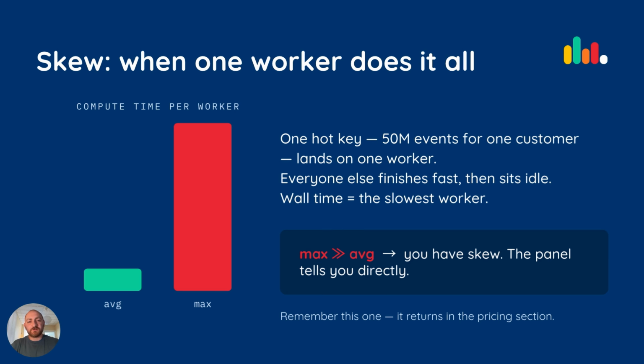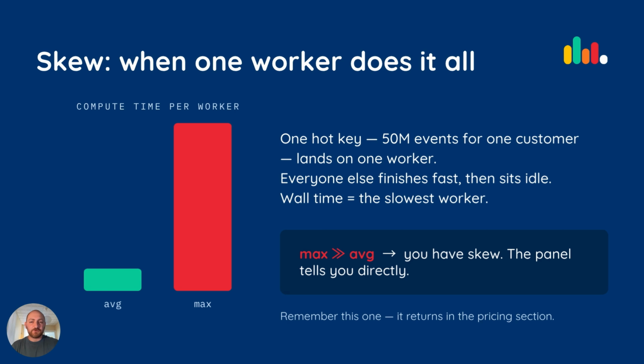Suppose your partition key is customer ID and one customer has 50 million events while the next largest has 50,000. The worker that receives the hot customer's partition gets 1,000 times more data than everyone else. The other workers finish in seconds, and then they sit idle while one worker finishes. The stage's overall time equals the slowest worker's time.